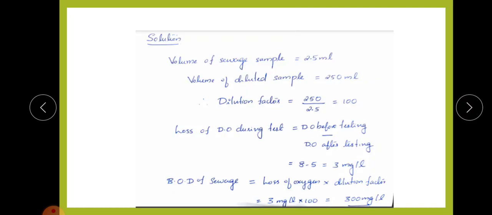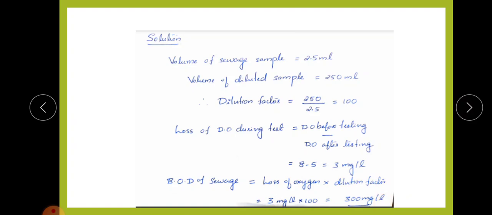Volume of sewage sample is given as 2.5 ml and volume of diluted sample is 250 ml. So dilution factor is equal to 250 by 2.5, that is 100. Then next is the loss of dissolved oxygen during the test. That is equal to dissolved oxygen before the test minus dissolved oxygen after the test. Dissolved oxygen before testing is 8 and after testing is 5, so the difference, 3 mg per liter, is the loss of dissolved oxygen. BOD of sewage is equal to loss of oxygen into dilution factor. Loss of oxygen is 3 mg per liter, dilution factor is 100, so 300 mg per liter is the BOD of sewage.